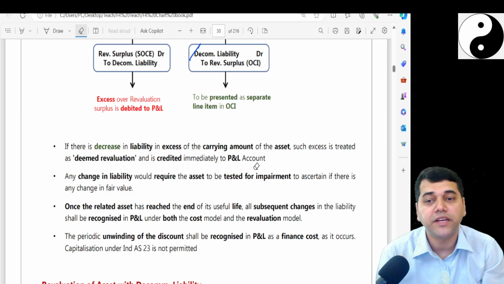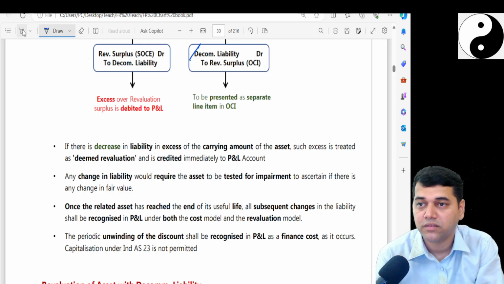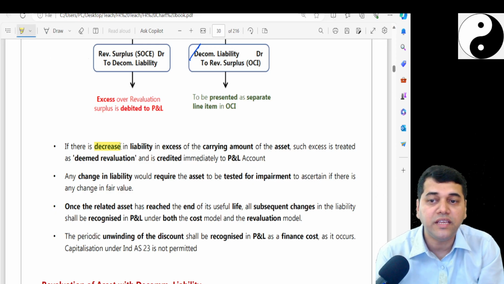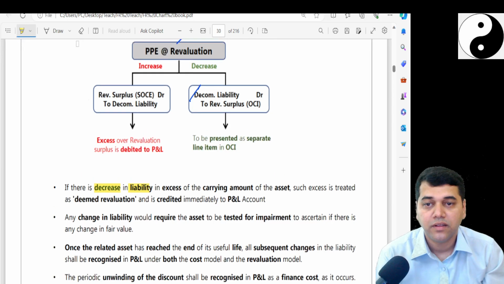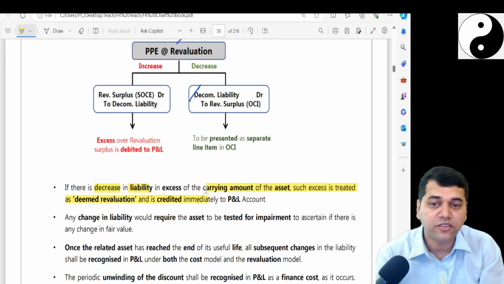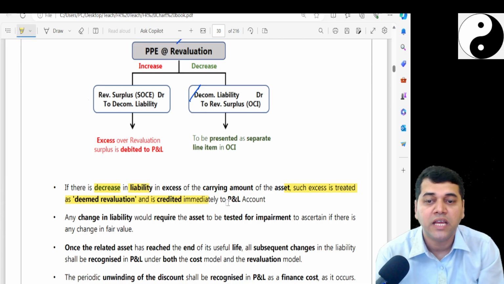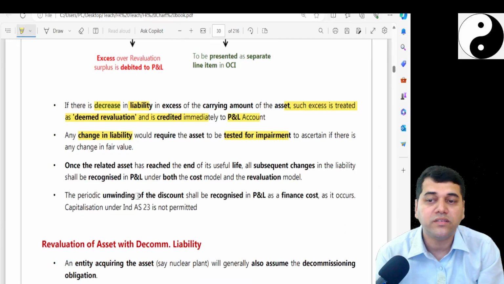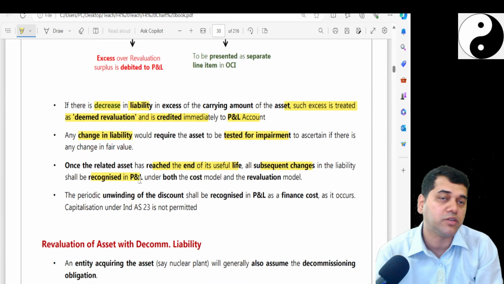If there is a decrease in the liability in excess of the carrying amount of the asset, such excess is treated as a deemed revaluation and credited to the P&L account. Any change in the liability would require the asset to be tested for impairment. Once the related asset reaches the end of its useful life, all subsequent changes will be recognized in the P&L account.